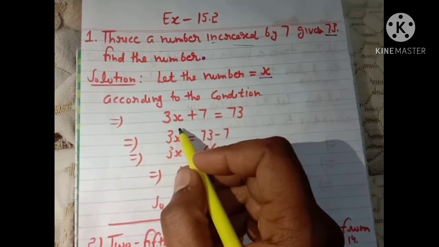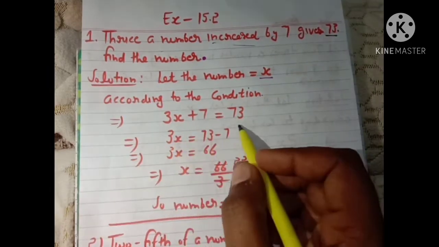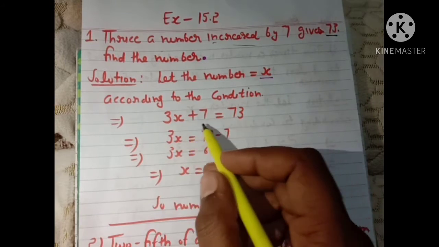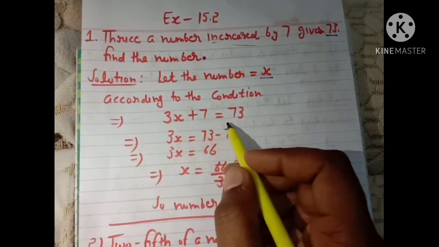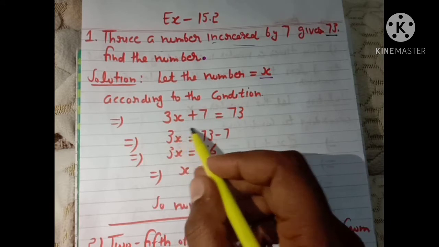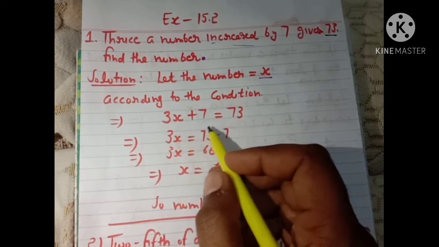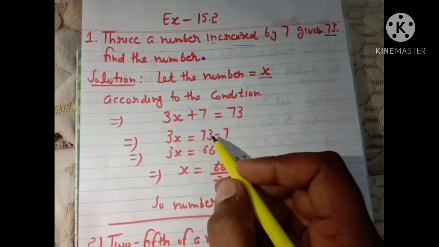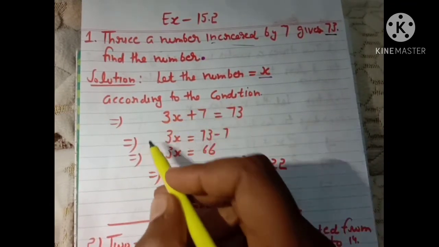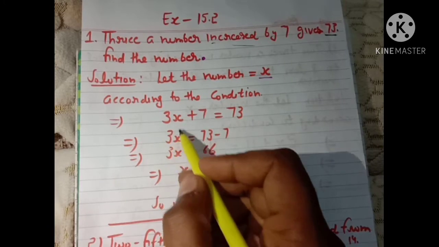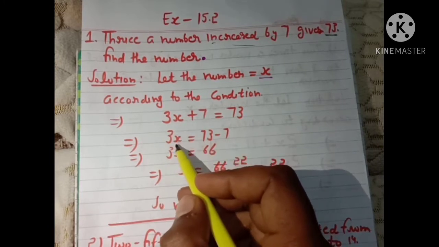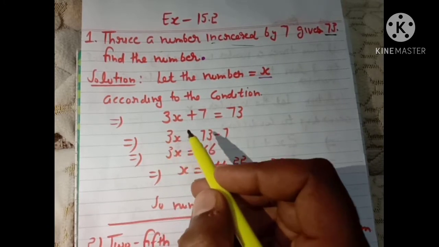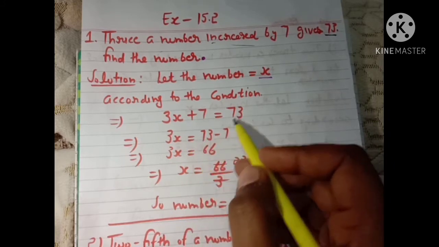Now you can see it becomes a linear equation in one variable. So how can we solve this one? We had already done in the 15.1 exercise how we can solve these kinds of linear equations. First of all we have to transpose the constant terms to the right hand side, and take the variable terms on the left hand side. So this 3x is already on the left hand side, so write down 3x as it is, then it is equal to 73.